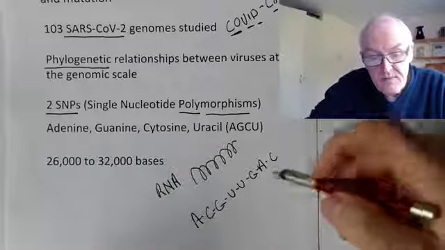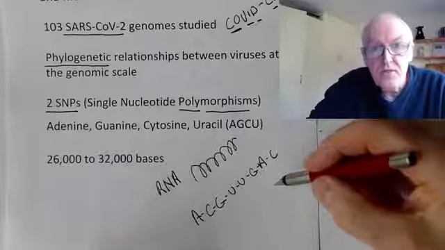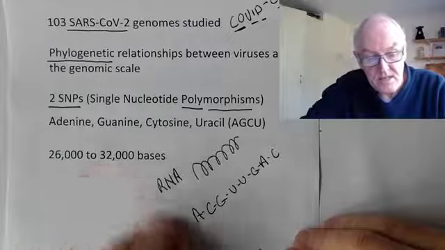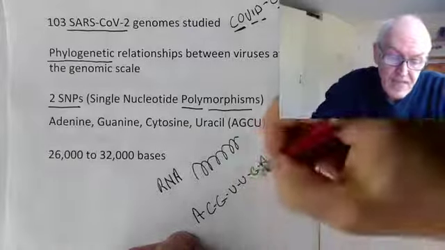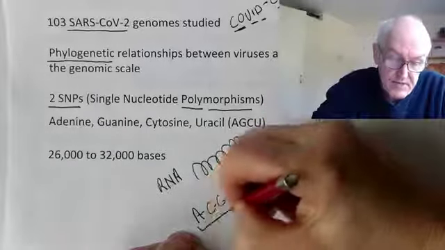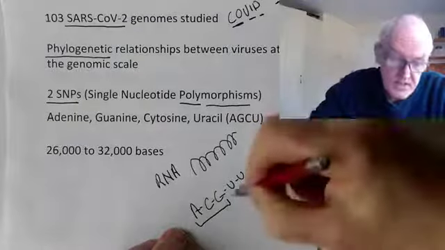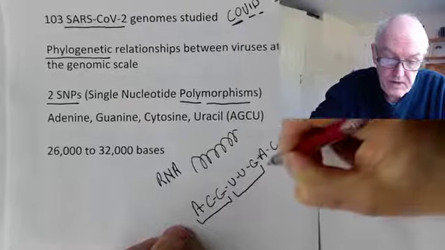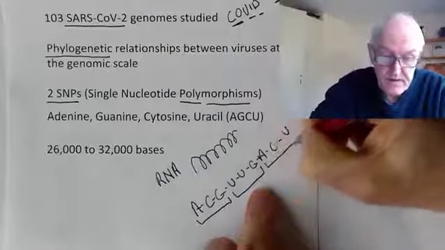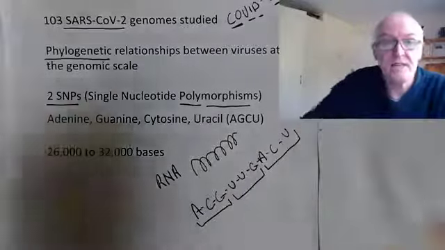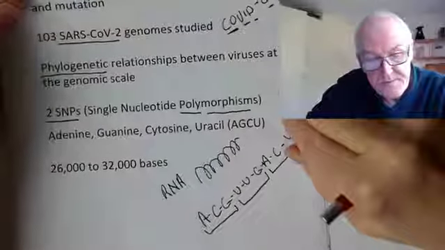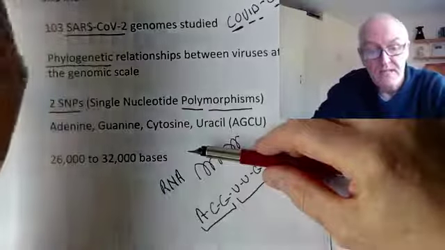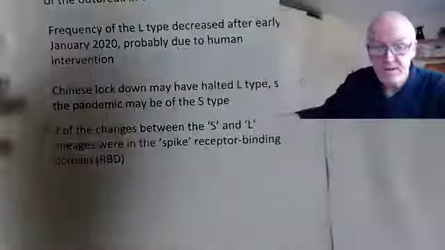Now, if we compare this to your genome, you've got about 3.1 billion of these letters. This virus has got 26 to 32,000 of these bases. And what happens is that any three of these code for one amino acid. It's what geneticists call the triplet code. So that'll code for one amino acid, that'll code for another amino acid, and that'll be for another amino acid. And the strings of amino acids go together to make the proteins, which make the virus. So there were just 2 changes out of these 30,000 or so bases that happened in this mutation.